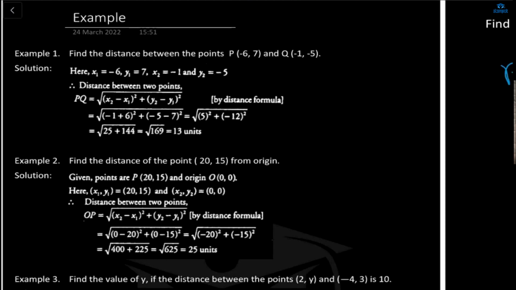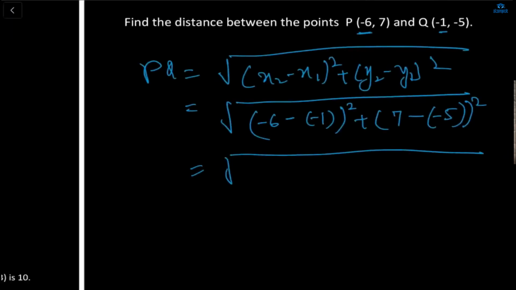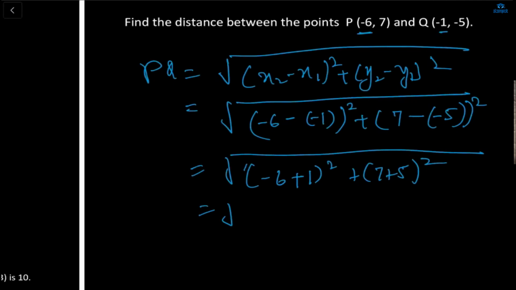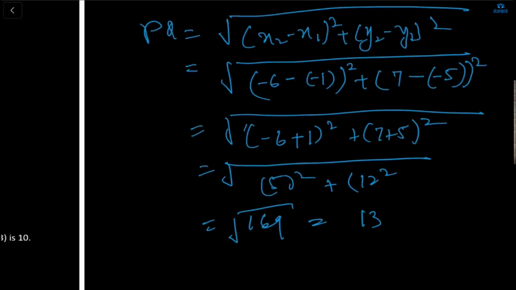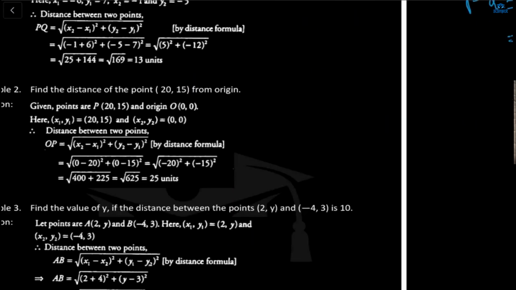Very good. So here we have minus 6 plus 1 squared, 7 plus 5 squared. So what will be the value? It will be 5 square plus 12 square, which is 169, giving you 13. Actually, 5, 12 and 13 is a Pythagorean triplet. So by seeing 5 and 12, we can get the value 13 directly. And for easy calculation, learn the squares and square roots.